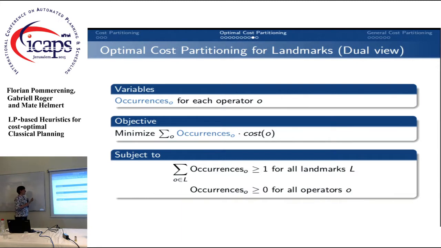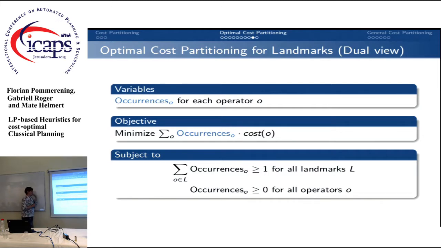grasp. So what we now have, swapping variables and constraints, we get variables occurrences O for each operator, and you can think of this as just the number of occurrences of operator O in a plan. And now we want to minimize the plan cost, because we want to get a lower bound on the actual plan cost, and the plan cost is just the cost of an operator multiplied with the number of occurrences of an operator, summed up over all operators.